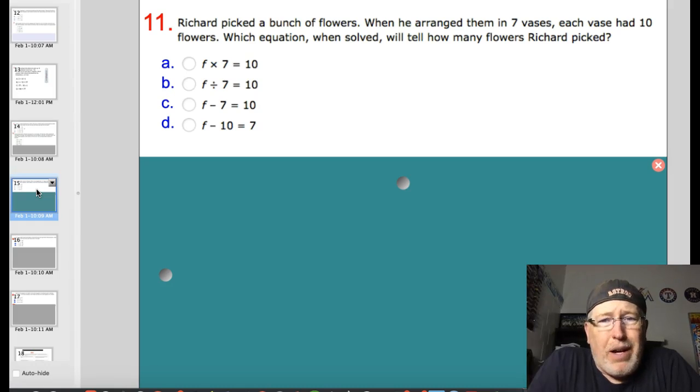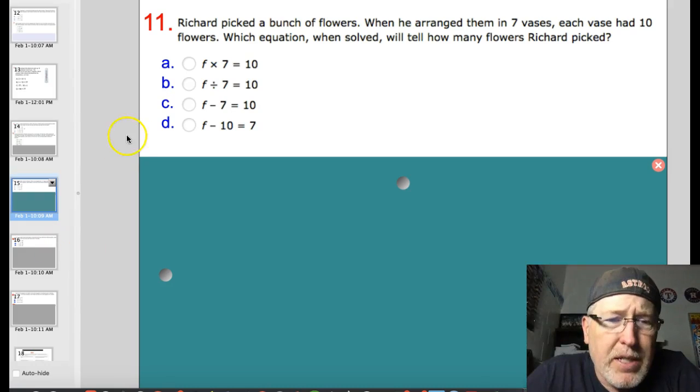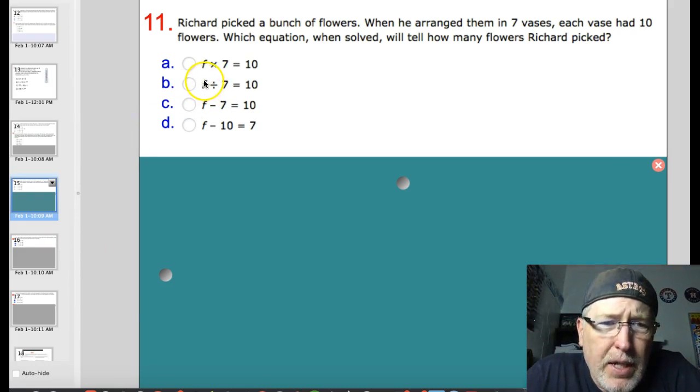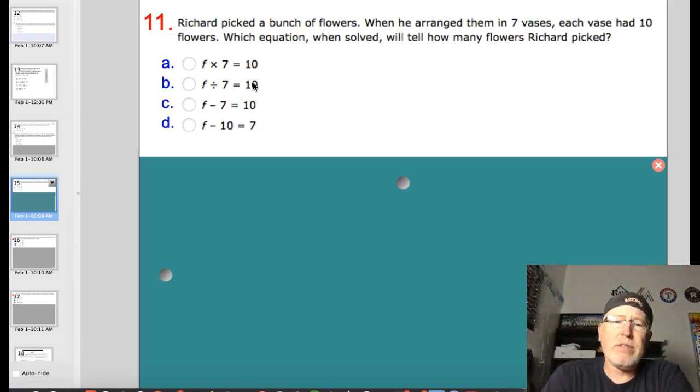All right, well, I just go 7 times 10. You got 7 vases with 10 flowers in each one. That's 70, right? So that's multiplication, though. So let's look at division. See if that makes sense. Here's the flowers that he picked. He divided them among 7 vases, 10 in each vase.